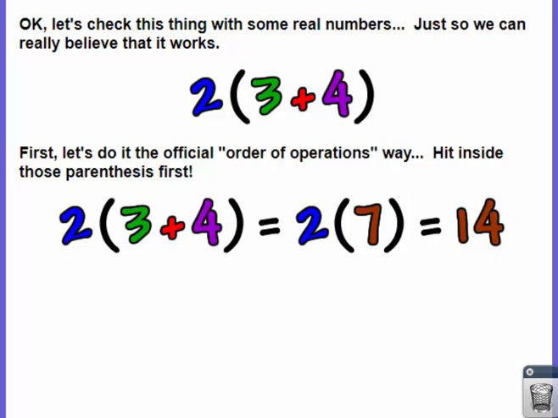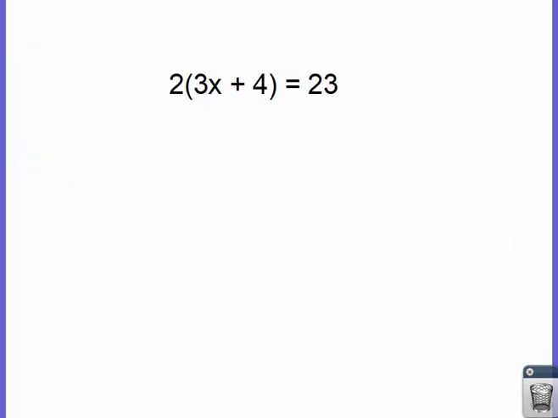But in algebra, we don't just put numbers in there. We actually put letters in there. So here is a problem that incorporates the distributive property. In this one we've got our normal 3 steps: get our letters on one side, get our numbers on the other, and then solve. Well, this is a pre-step that we have to do. We've got to get rid of parentheses first. So I need to distribute this 2 to everything inside the parentheses.